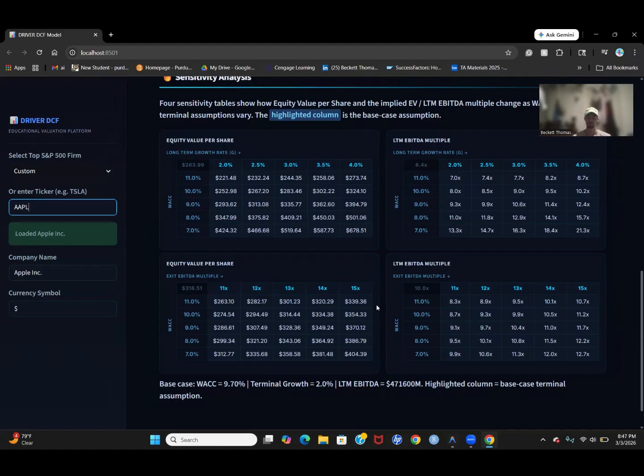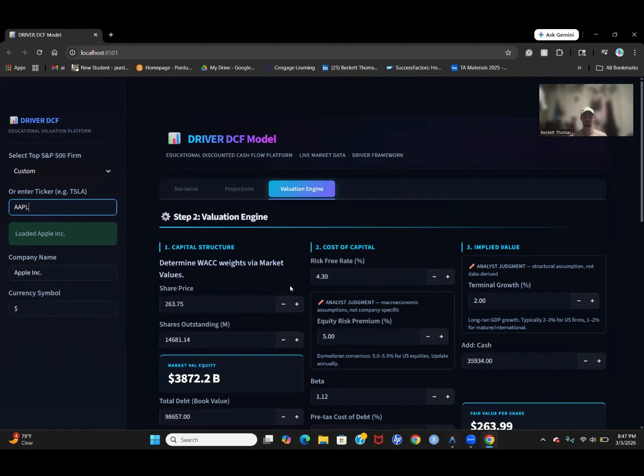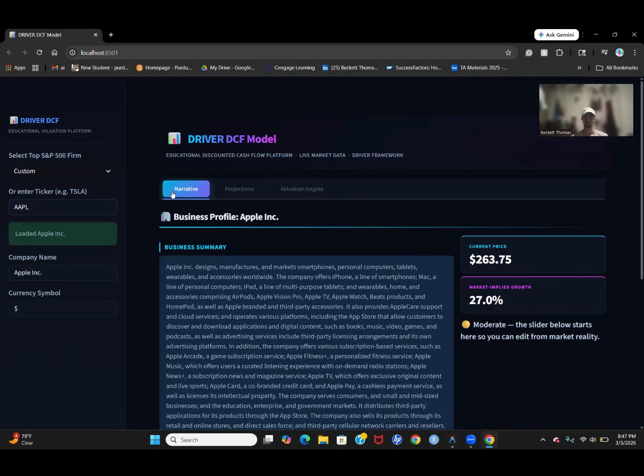So let me close with a reflection on the process of building this. I didn't start with 1,050 lines of code. I started with a question. How would I actually teach someone to value a company? From there, I worked iteratively. First, getting the basic DCF math right, then adding real data, then refining the UI, then layering in the reverse DCF, pathways, and sensitivity tables.